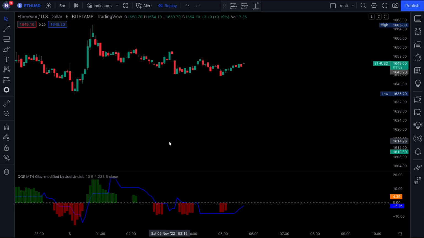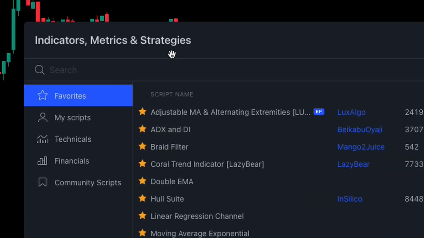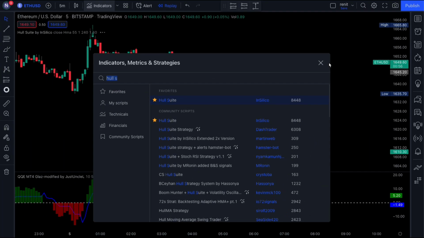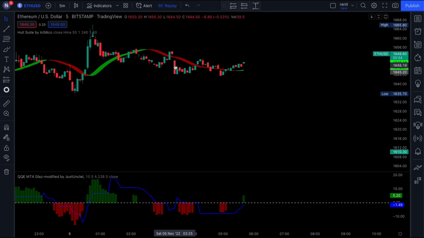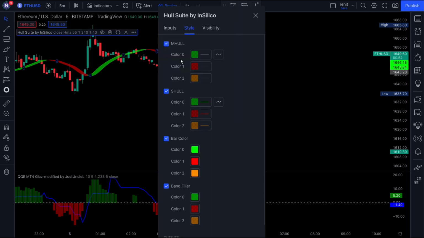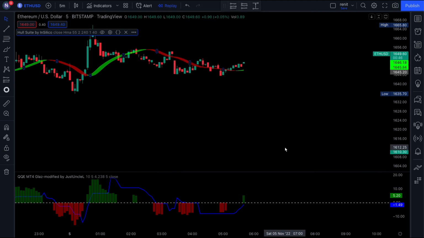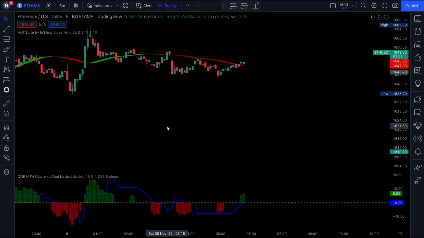Now let's add our next one. So again, under the indicators tab, search for whole sweep, and it's this one right here by Insilico. Perfect, now we need to change some settings on this one too. So in the input section, we can change the multiplier from 1 to 2. Alright, that's all there is for the second indicator.